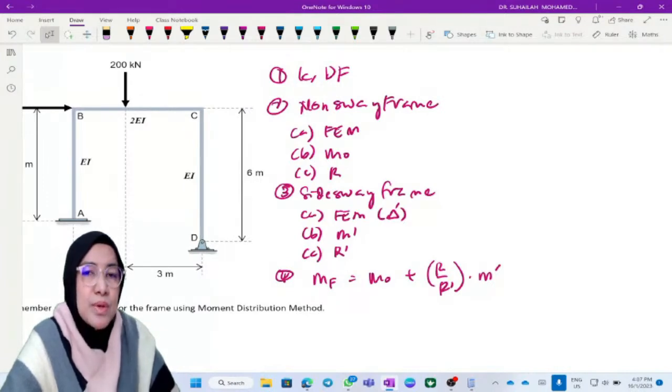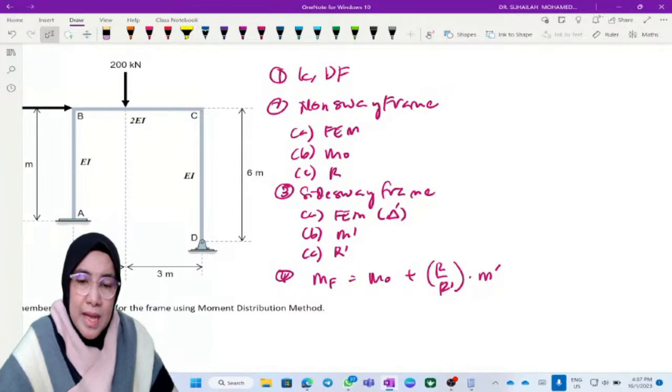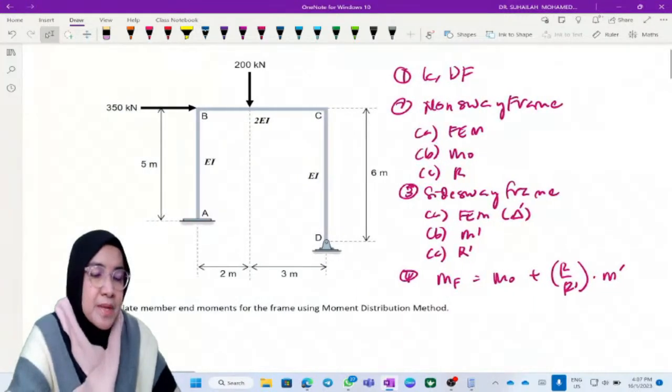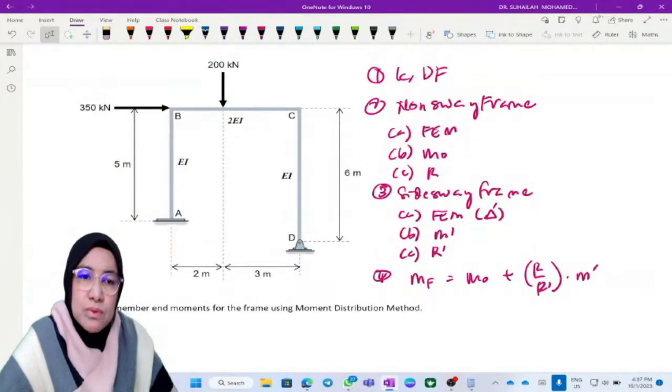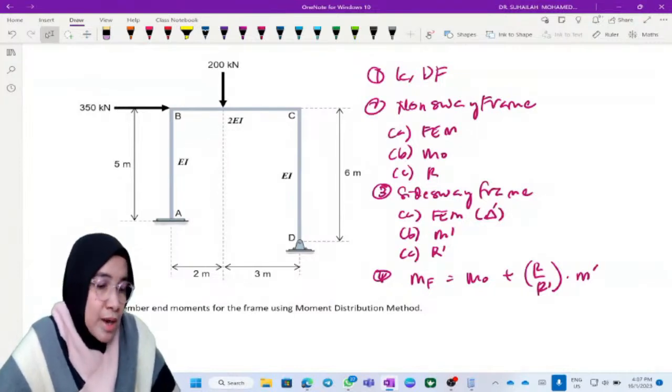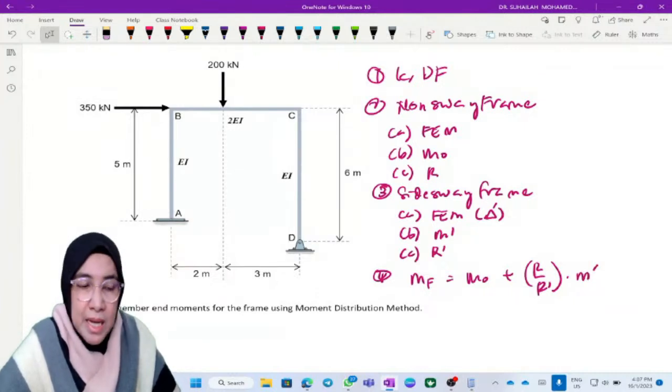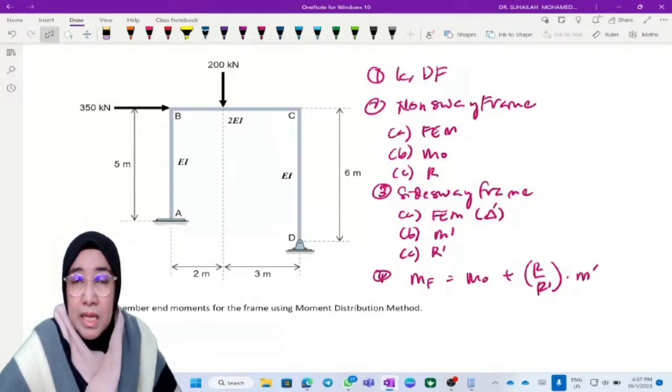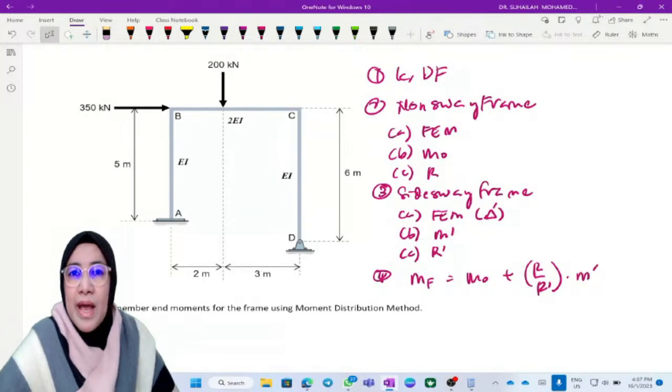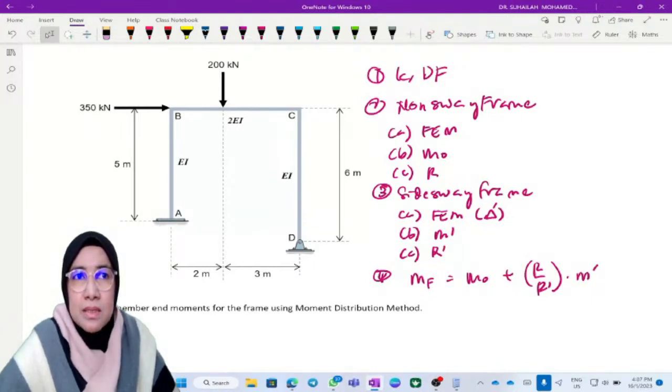Before we start, we have to look at the diagram. We are given one frame, one end is fixed, one is pin. A is fixed, D is pin. And this is an unsymmetrical frame.